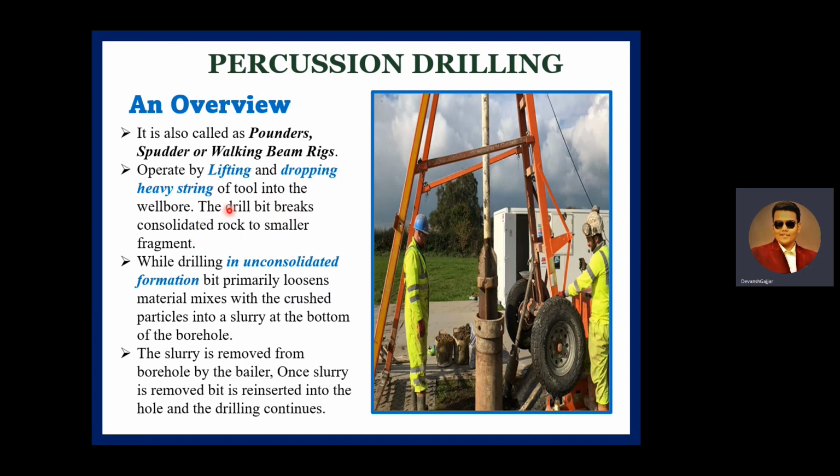The drill bit breaks the consolidated rock into smaller fragments. Means by continuous hitting of the rock, it will break the rock into smaller pieces. While drilling in unconsolidated formation, the bit loosens material and mixes it with the crushed particles into slurry at the bottom of the borehole.